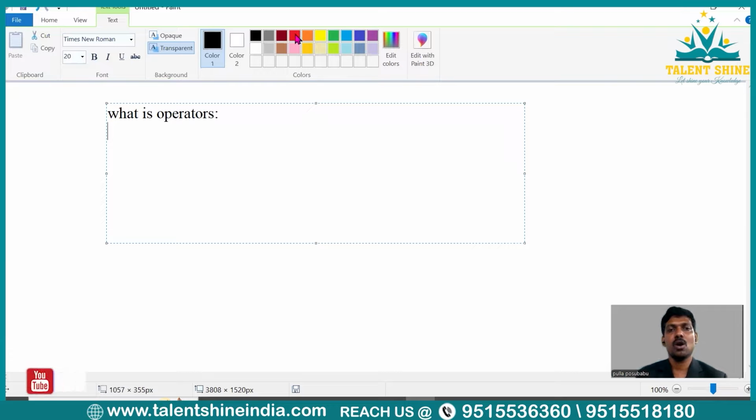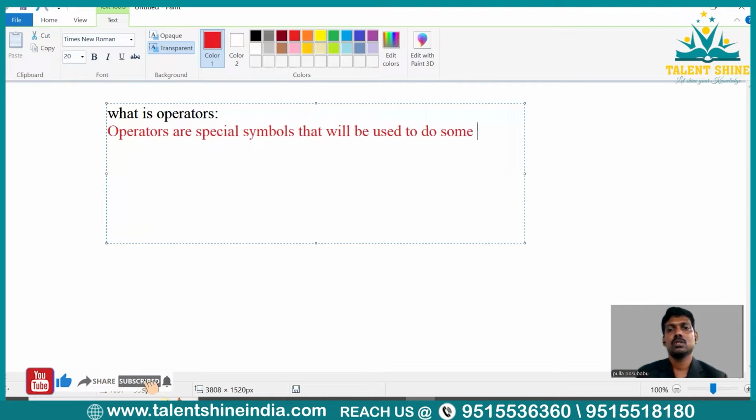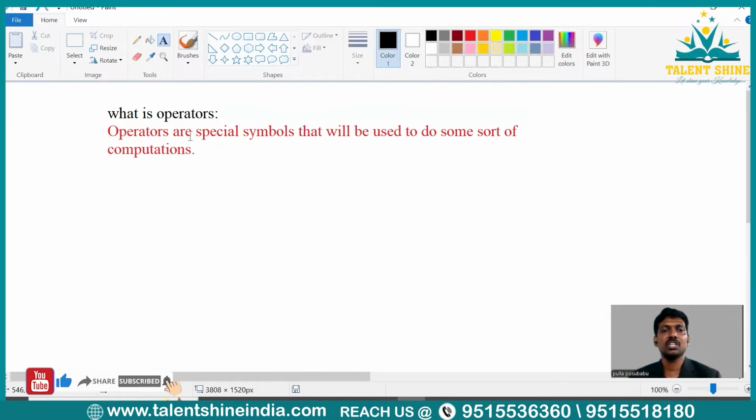So operators are special symbols that will be used to do some sort of computations. Right? So this is the definition of operators. Try to focus on the definition. Operators are special symbols.